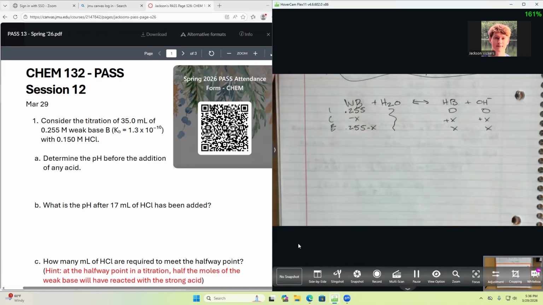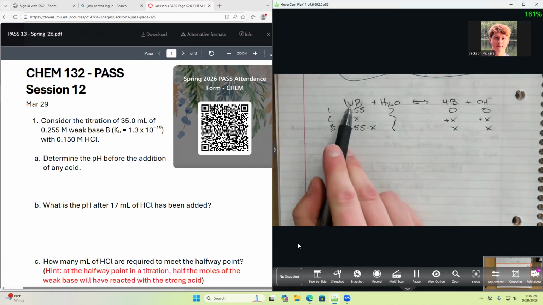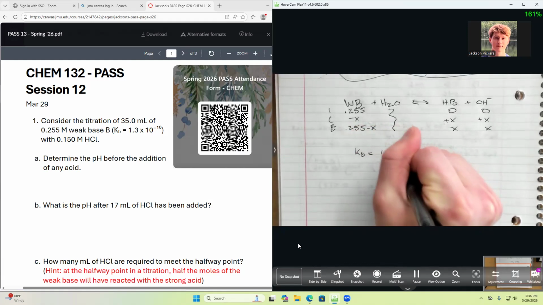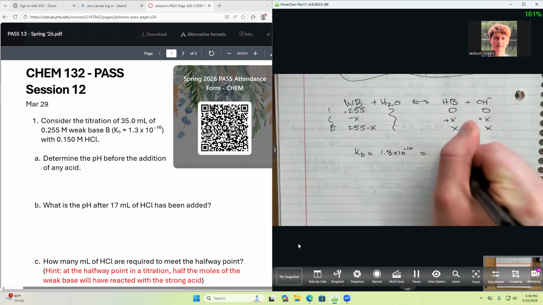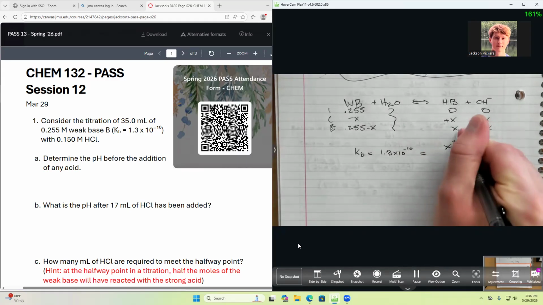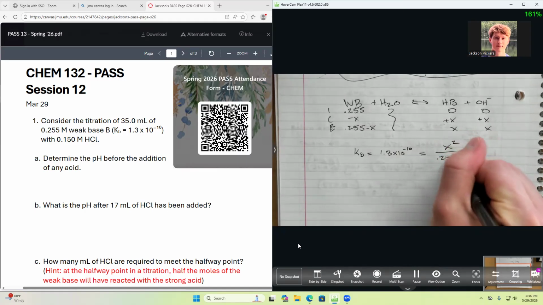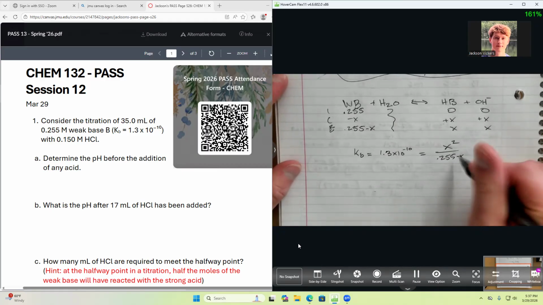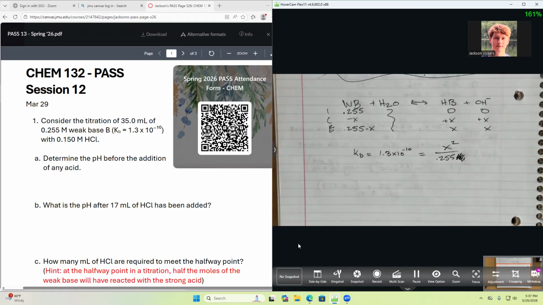And again, we want to be using KB because we're reacting a base with water. So KB is given to us as 1.3 times 10 to the negative 10. We're going to set up our K equilibrium constant. So it's going to be X times X, so X squared over 0.255 minus X. And as some review here, what can we do to make this a lot easier, solving for x? This is a super small number, right? So we can approximate that the minus x here is insignificant. So that's the step here. We can get rid of that, and now it becomes a lot simpler to solve.